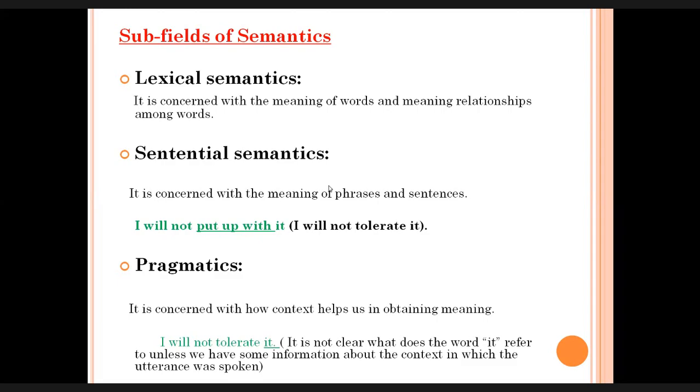For example, if I say, I will not tolerate it. So what does it refer to? What does it refer to?